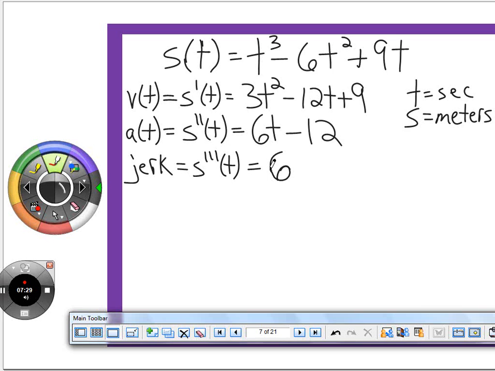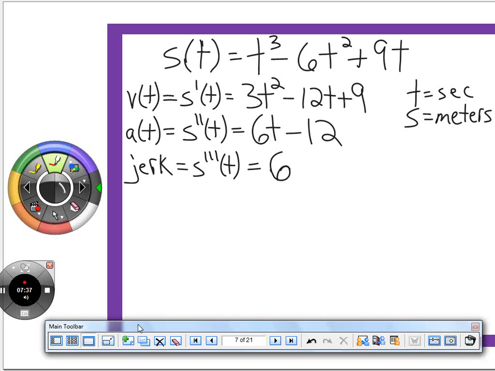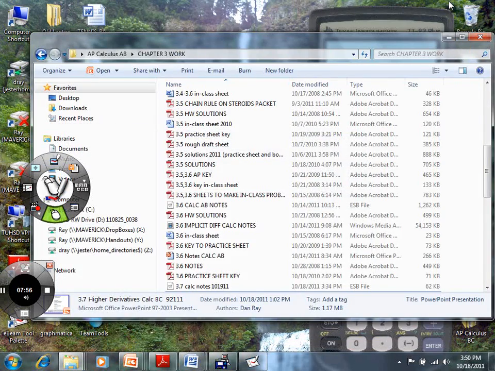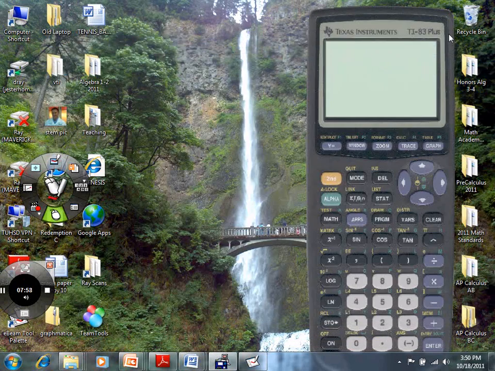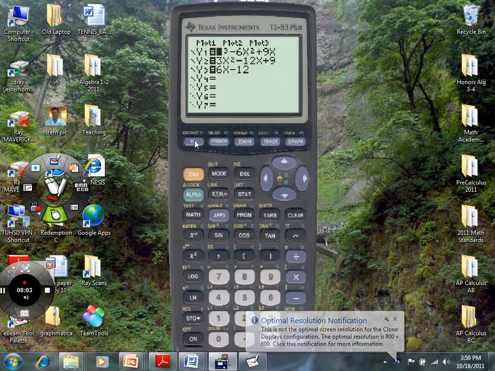The one other piece to this is that you really want to know graphically what's going on, so I want to see if I can get the calculator out. Here we go. The calculator has graphed these same functions, as you can see.